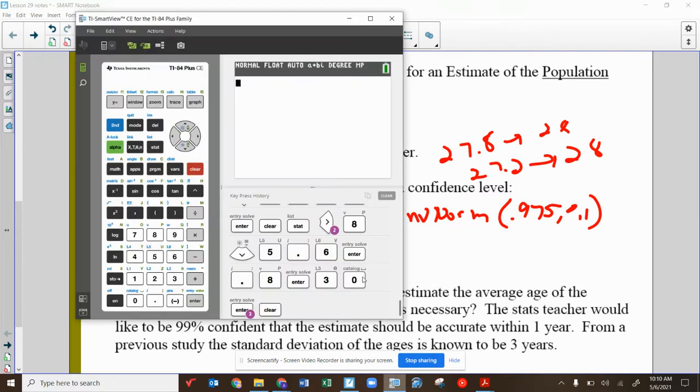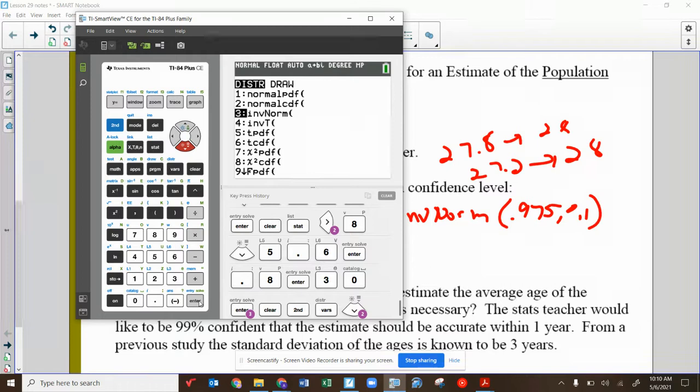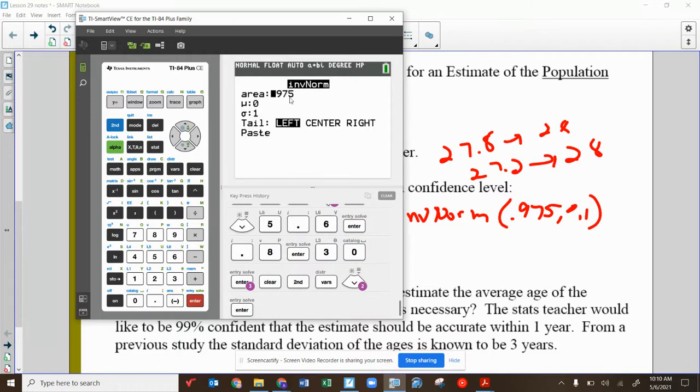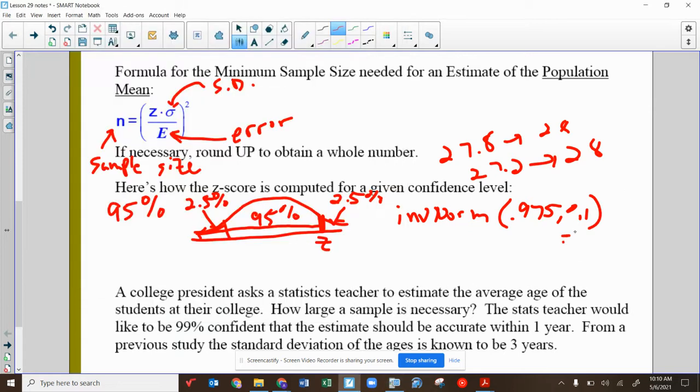And we're going to use 0 and 1 as our mean and standard deviation. Inverse norm, remember, is under second bars. 0.975. I already have it typed in. Leave that on left. Hit paste. And then we get 1.96. Remember how we talked about that it was 2? Well, not quite 2. It's 1.96 is what it ends up being.